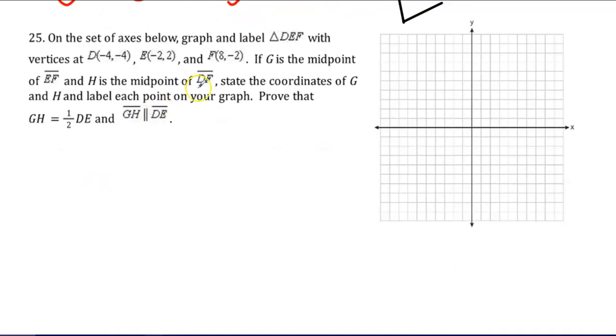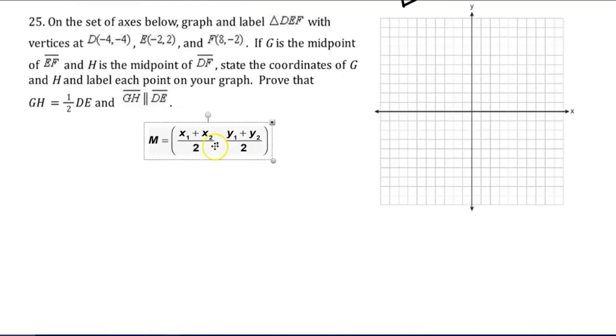Question 25, in the set of axes below, it tells us some ordered pairs for D, E, and F, and then it's asking about midpoints of EF and midpoints of DF, finding out the coordinates of G and H. So I'm going to show you how to find these midpoints. The next part says we're trying to prove a couple things, but I'm going to just find the midpoints for you here. You'll recall that the midpoint formula is x1 plus x2 over 2, y1 plus y2 over 2.